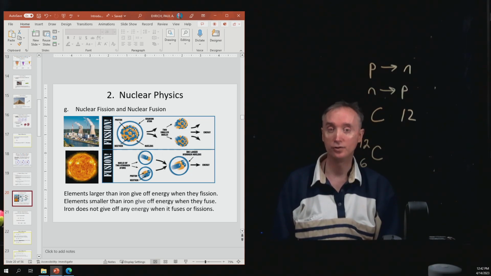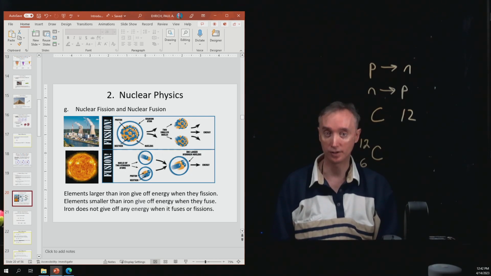On the other hand, nuclear fusion is the exact opposite. You're going to start with two small nucleuses, like hydrogen, and smash them together, and then that turns into helium. And then that is going to release energy.